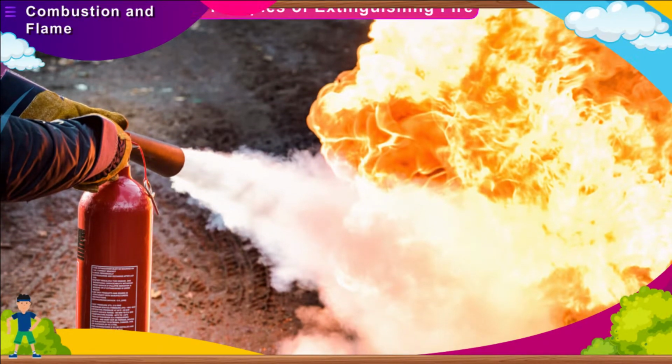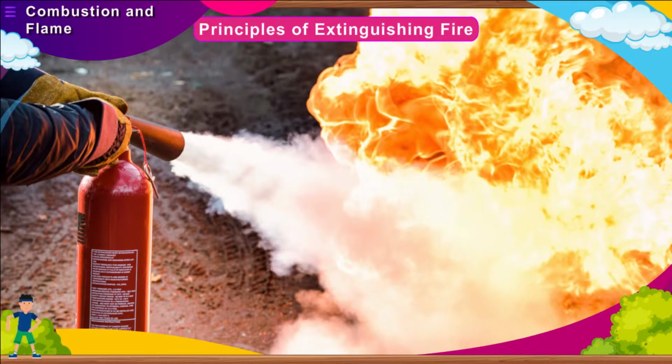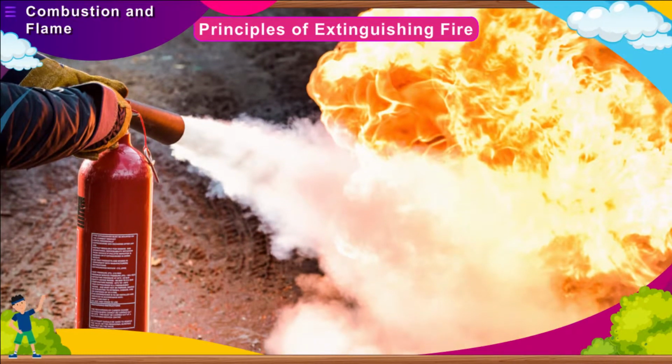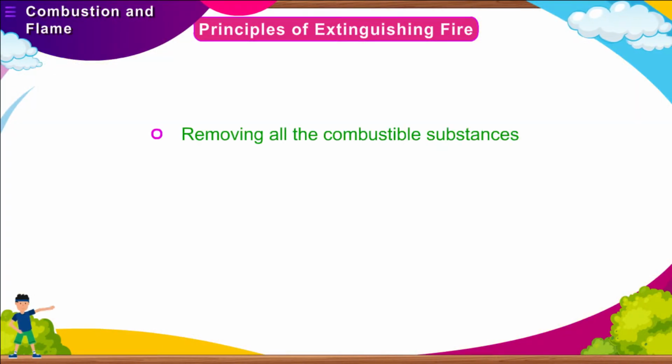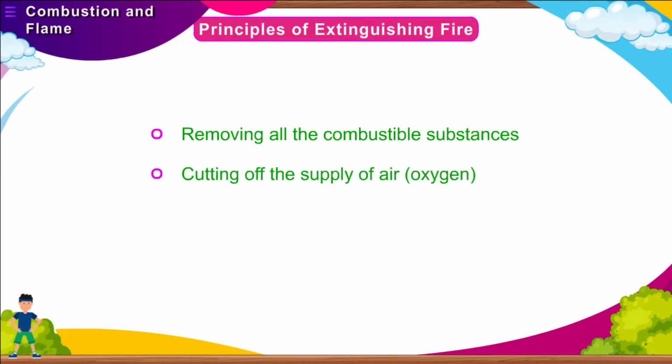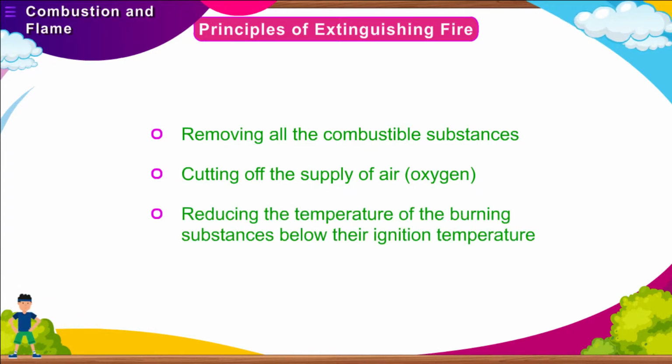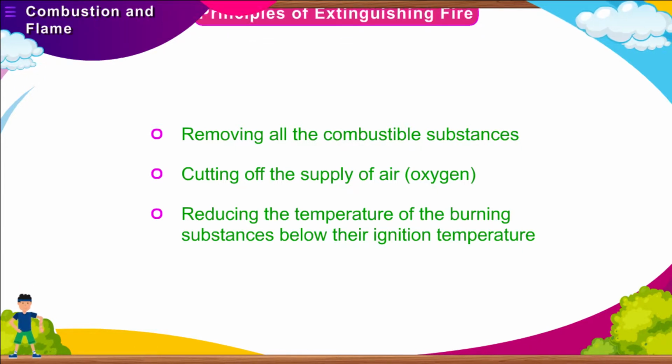Principles of extinguishing fire. A fire may be extinguished by removing all the combustible substances, cutting off the supply of air, that is, oxygen, or reducing the temperature of the burning substances below their ignition temperature.